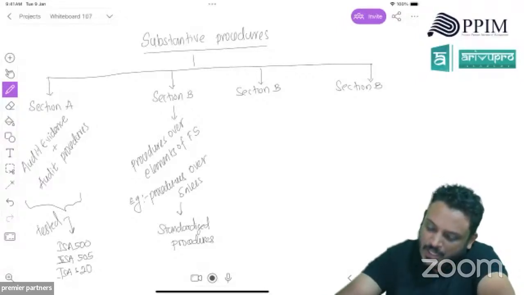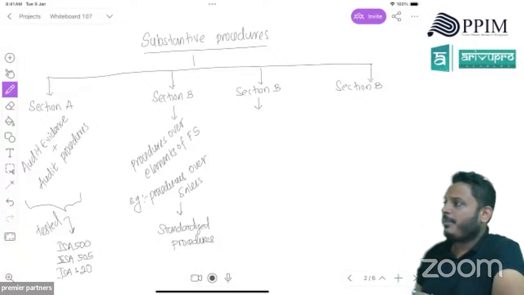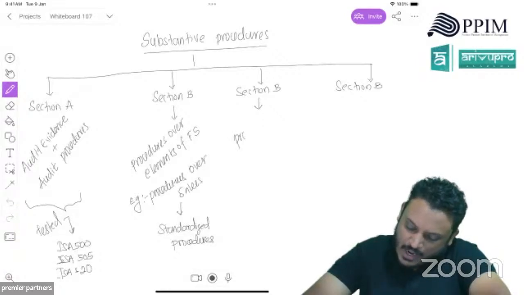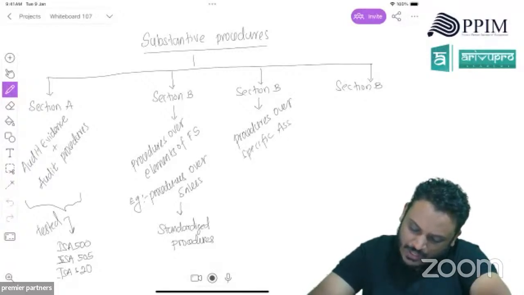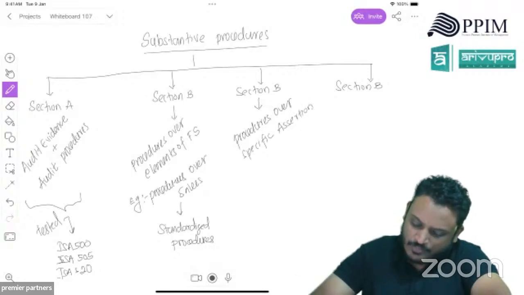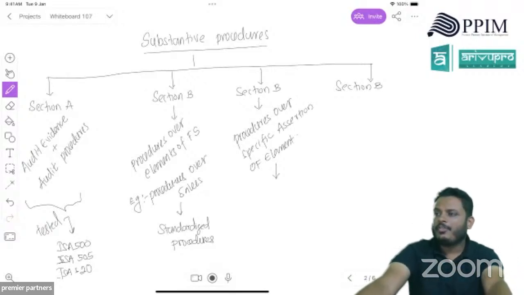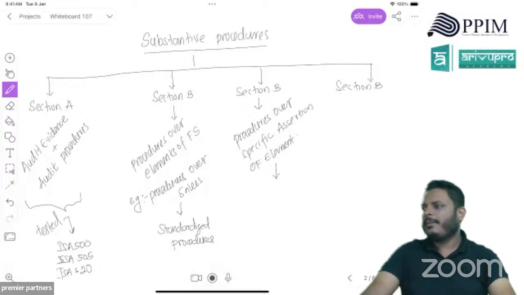But another type of question is possible, which is a little difficult for you all, where they ask you to write down procedures over a specific assertion of an element of the financial statement.